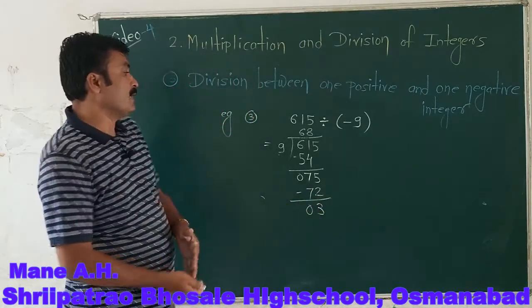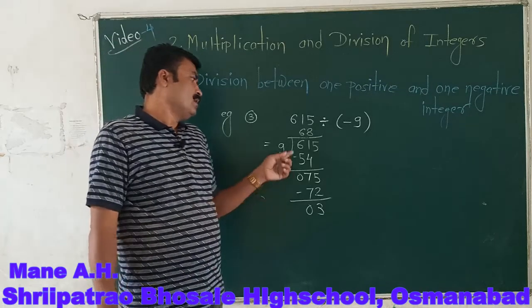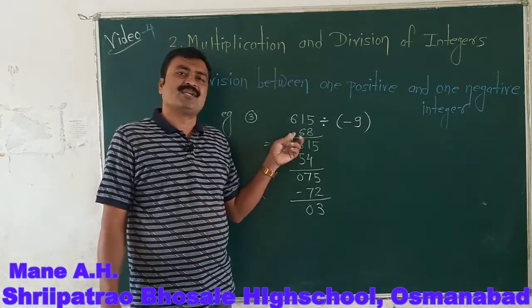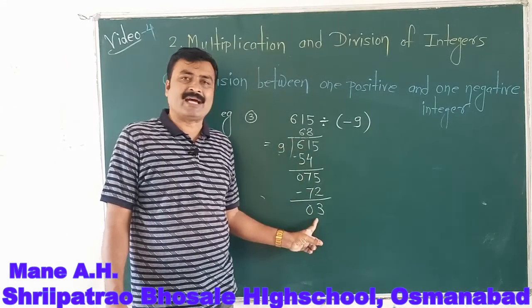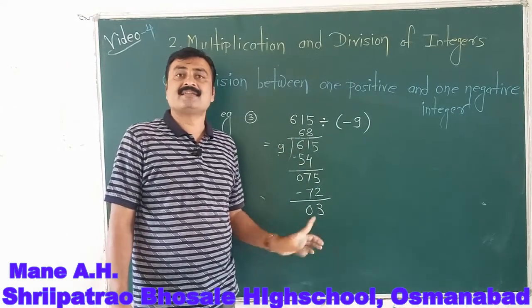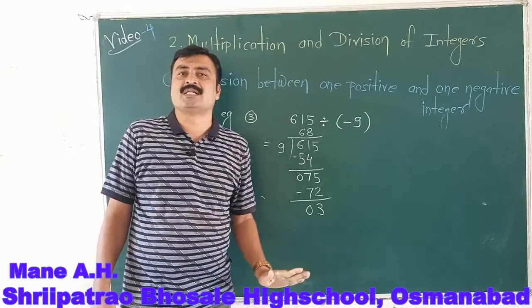Now in this condition, the quotient we get is 68, but at the same time we got remainder as 3. So we say this is not a complete division.